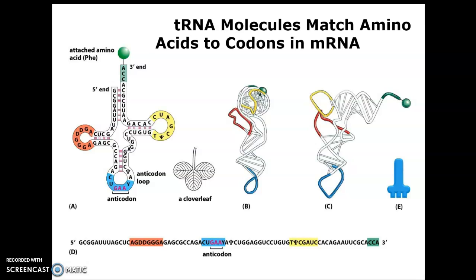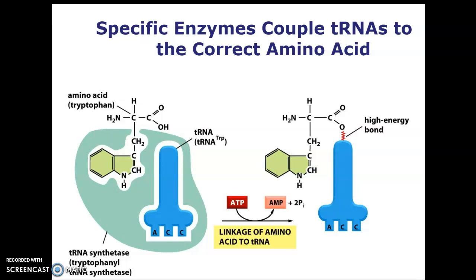So the specificity of codons comes from these tRNAs because each tRNA has an enzyme that attaches the correct amino acid to the 3' end with a high energy aminoacyl bond to ensure that the anticodon on that tRNA specifies the correct amino acid. This happens in an ATP-dependent fashion.